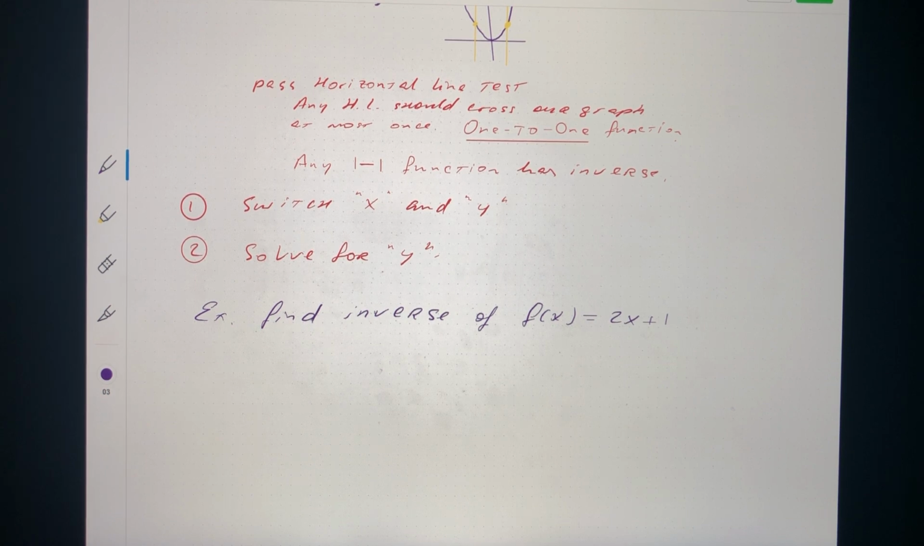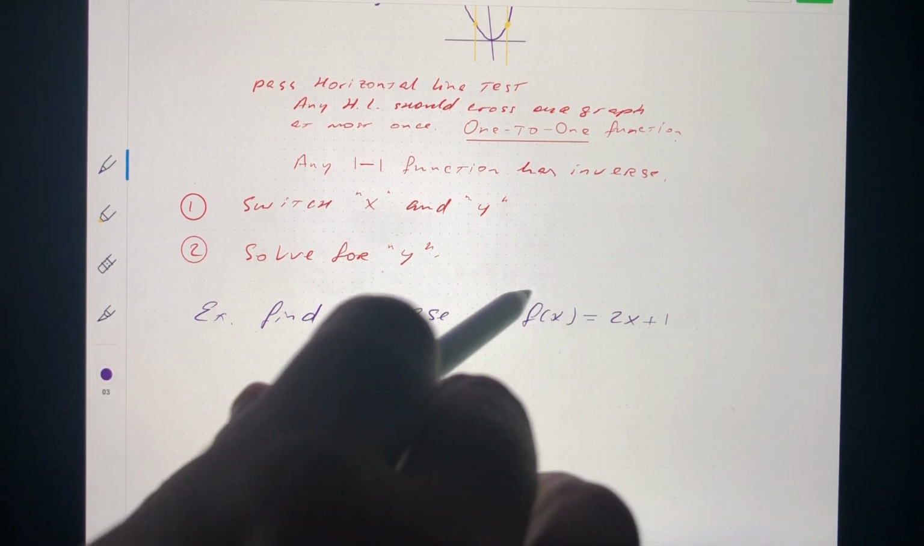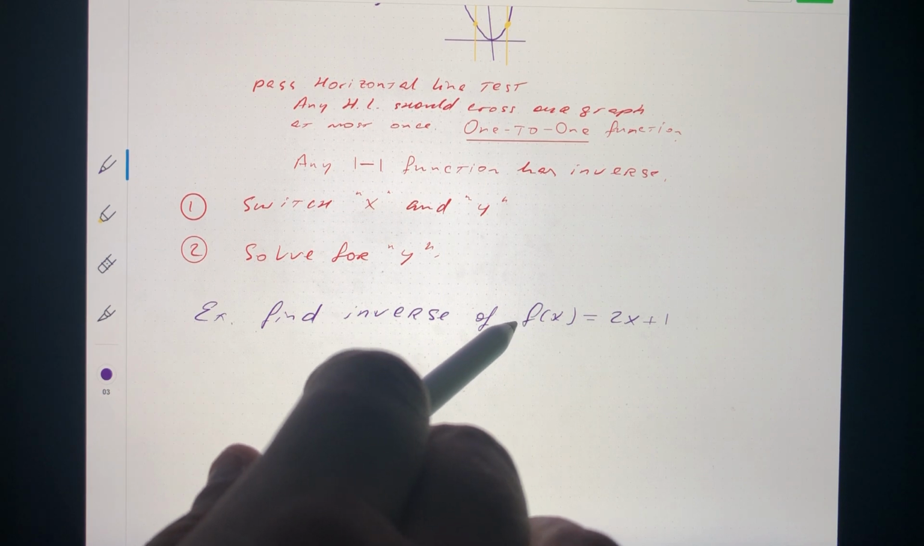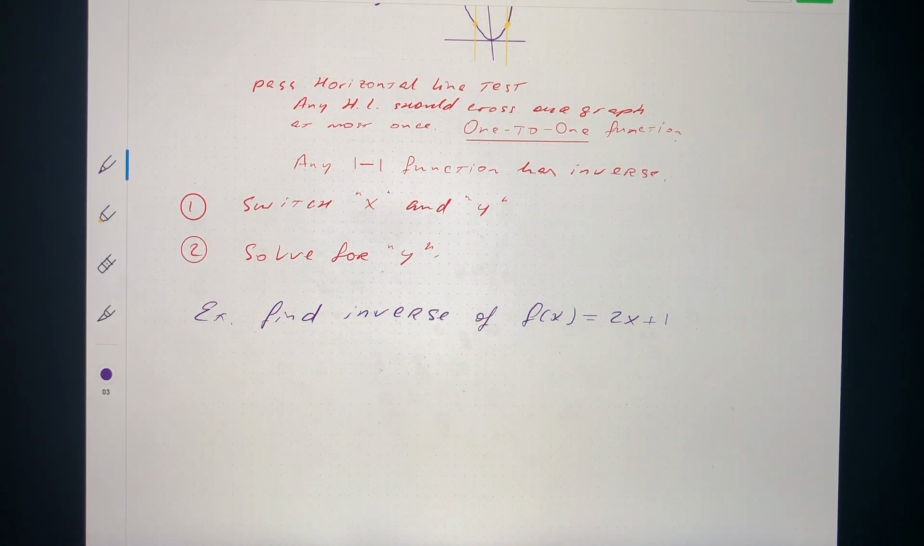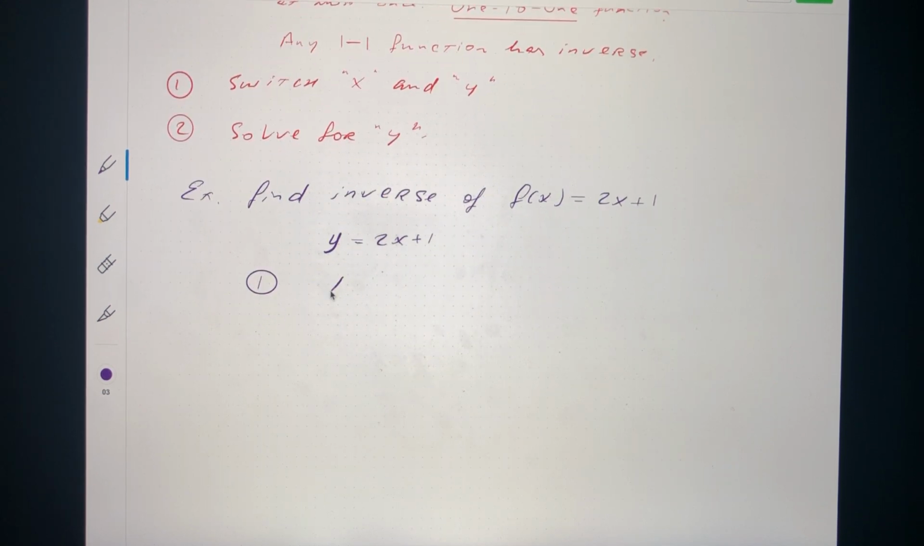So step 1, we switch the x and the y. Well, where is the y? The f of x, g of x, h of x, all of these names, they are just different names for the y. So first of all, we have y equals 2x plus 1. So step 1 would be to switch the x's and y's, and then we're going to get x equals 2y plus 1. Step 2 is now we solve for the y, which means we undo everything that is on the same side with the y, and we're going to get y by itself.